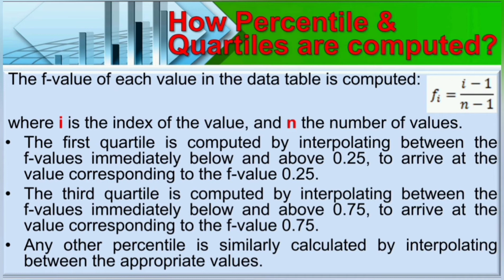The third quartile is computed by interpolating between the F values immediately below and above 0.75 to arrive at the value corresponding to the F value 0.75. Any other percentile is similarly calculated by interpolating between the appropriate values.